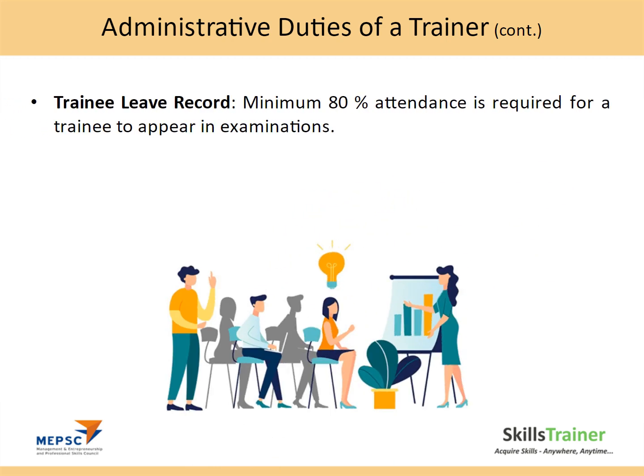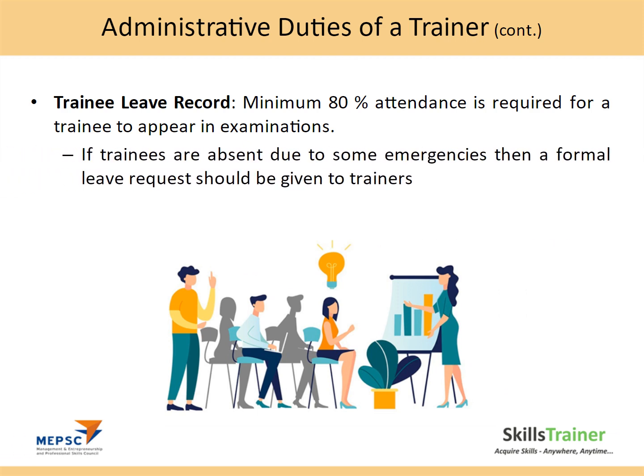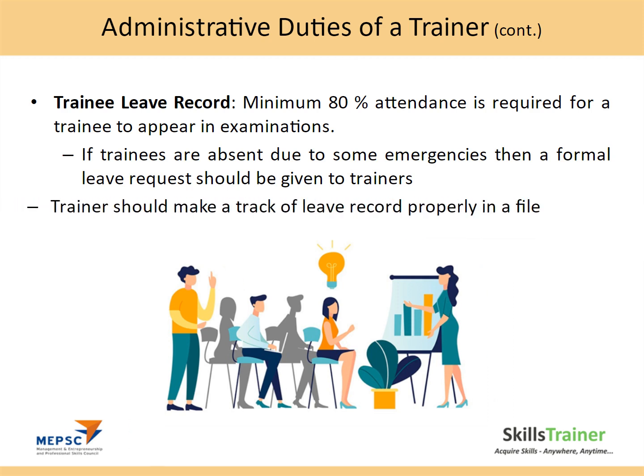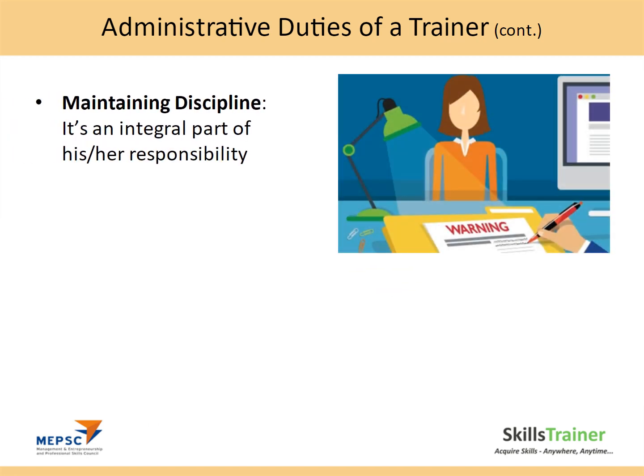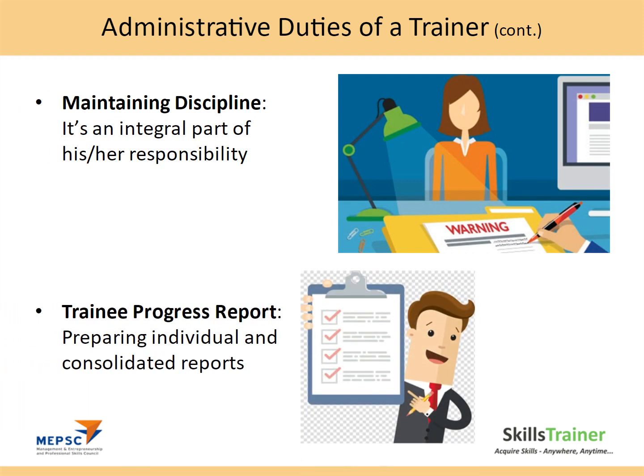Trainee leave record. Minimum 80% attendance is required for a trainee to appear in examinations. If trainees are absent due to some emergencies, then a formal leave request should be given to trainers. Trainers should make a track of leave record properly in a file. Maintaining discipline. It's an integral part of his or her responsibility. Trainee progress report. Preparing individual and consolidated reports.